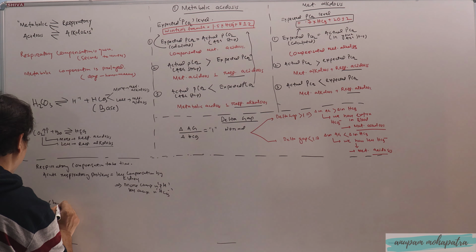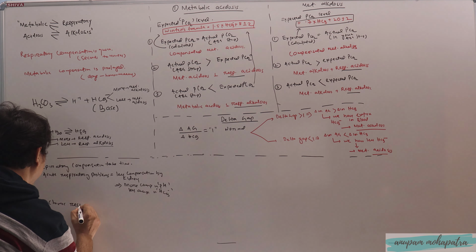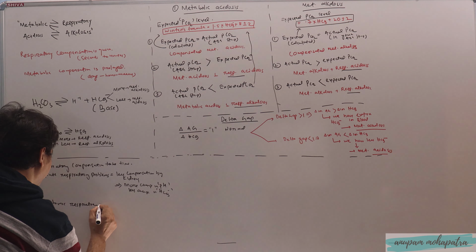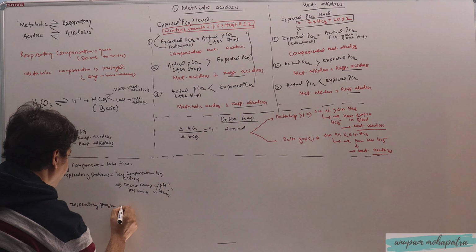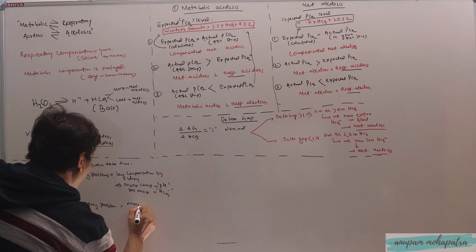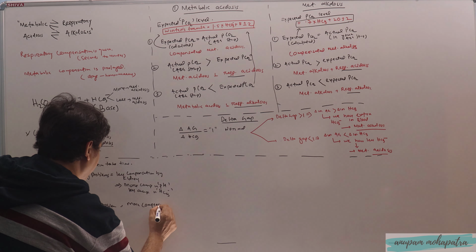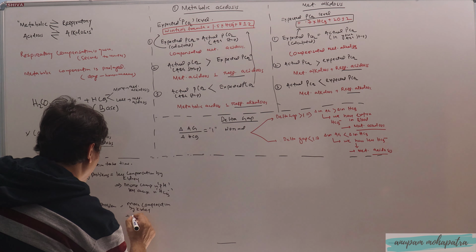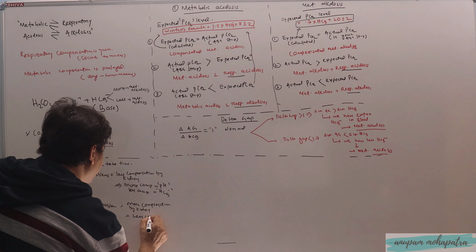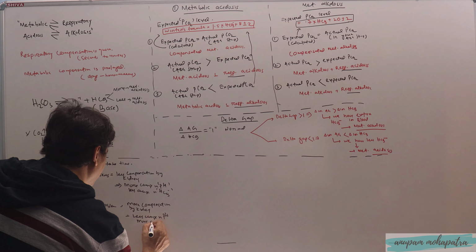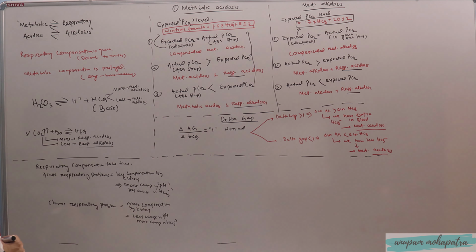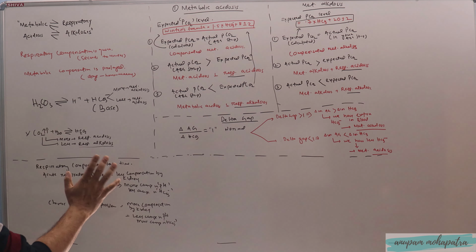In a chronic respiratory problem, there is more compensation. Chronic means it has taken days to weeks, so there is more compensation by the kidney. So there is less change in pH because it is compensated, and more change in bicarbonate level. Correct. So you have to remember these things to have the concept clear.